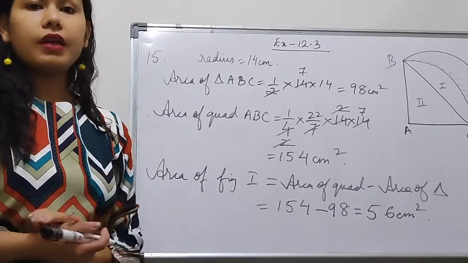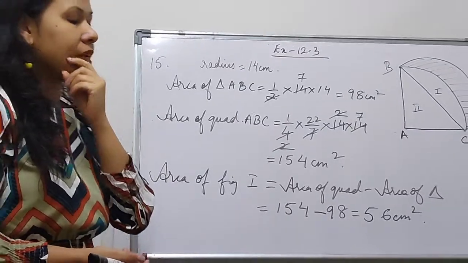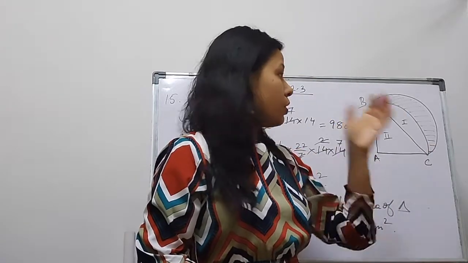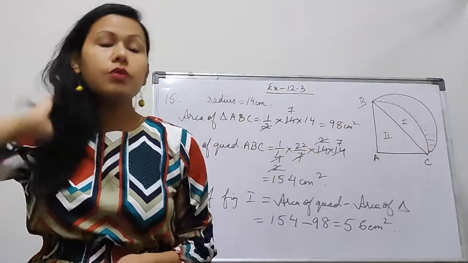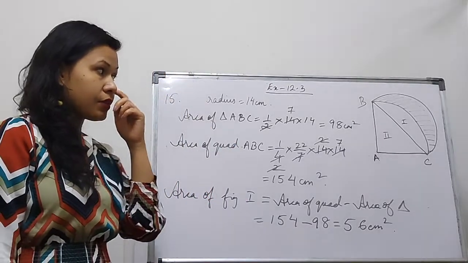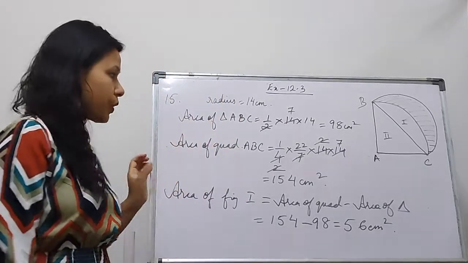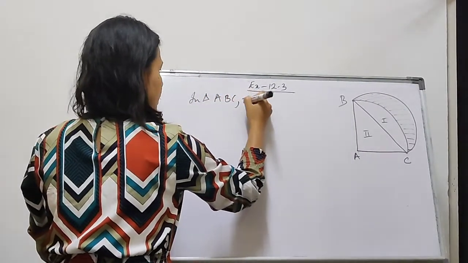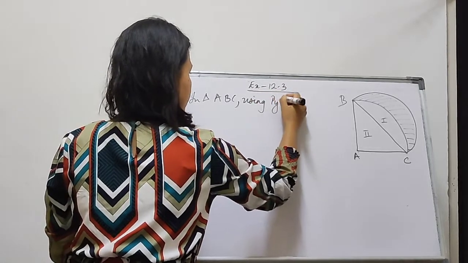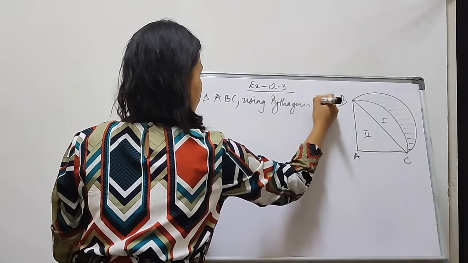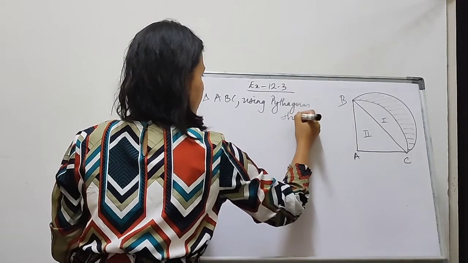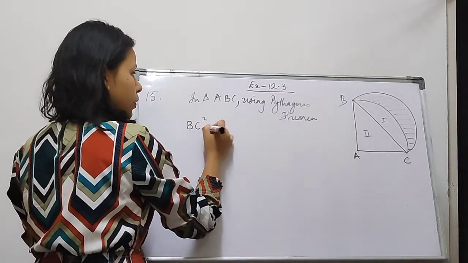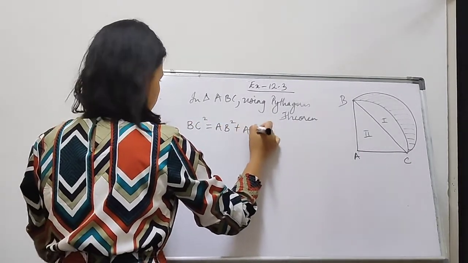Now as I told you, we'll find out the area of the semicircle, but the little problem is that for the semicircle we do not know this diameter. This is the diameter, isn't it? So now in order to find this diameter, what we should do, we should use Pythagoras theorem. Okay, we'll use Pythagoras theorem and find out the hypotenuse, right? Okay, now we'll take triangle ABC using Pythagoras theorem. So what is Pythagoras theorem? Hypotenuse square, that is BC square, will be equal to AB square plus AC square, right?